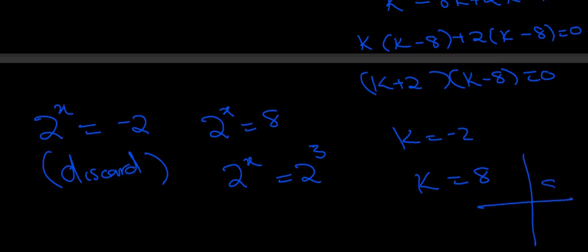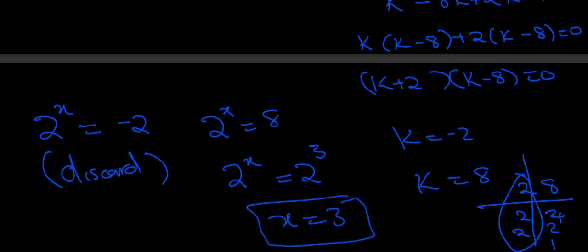Write your number, which is 8. Put the 2 there, which is a 4. Put the 2 there, which is that. Put the 2, this is a 1. So you need to multiply 2 three times. So the answer is simply 3. So x is equal to 3. 2 has to multiply itself 3 times for us to get our x. So this is basically what you do whenever you are given an exponential equation.